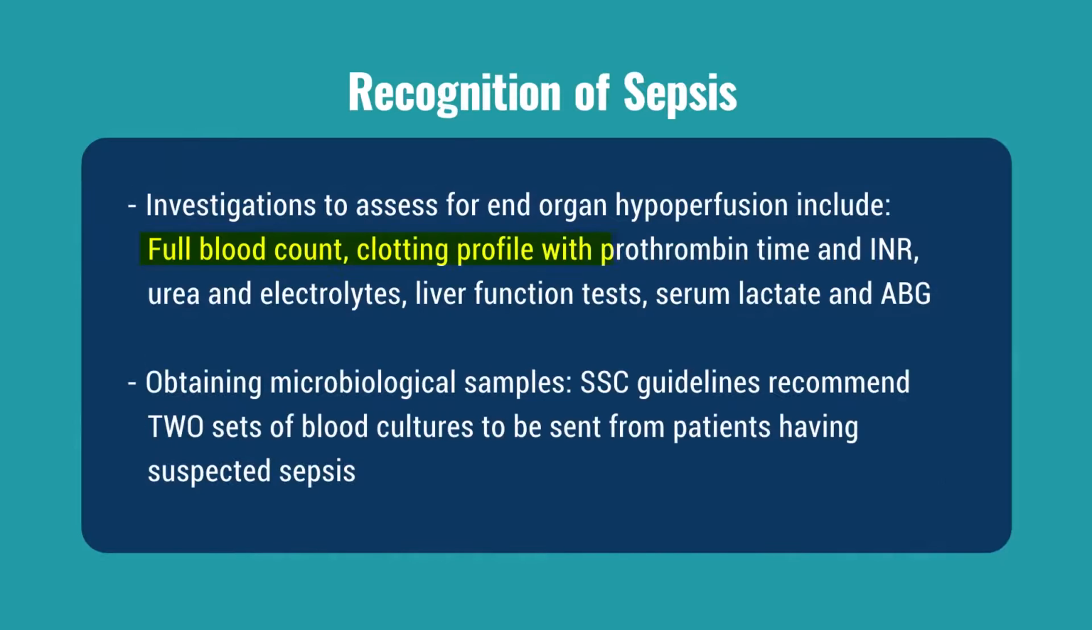Now that we know about how to recognize such patients, what are the investigations that are done for such patients? So the investigations are essentially based on the organ dysfunction that we are trying to detect. So we have the full blood count, clotting profile, prothrombin time, INR, urea and electrolytes, liver function tests, the serum lactates and the ABG. The most important thing is to obtain microbiological samples, and the Surviving Sepsis Campaign guidelines recommend 2 sets of blood cultures to be sent from patients having suspected sepsis.